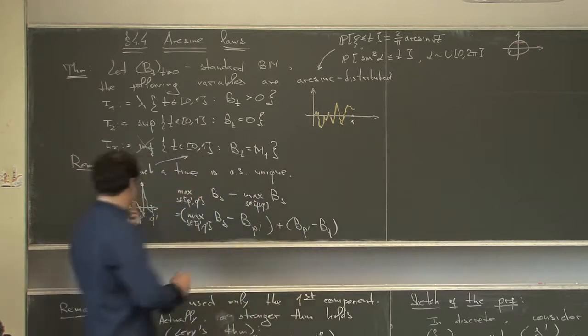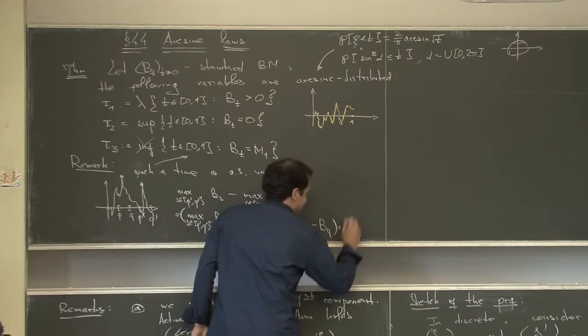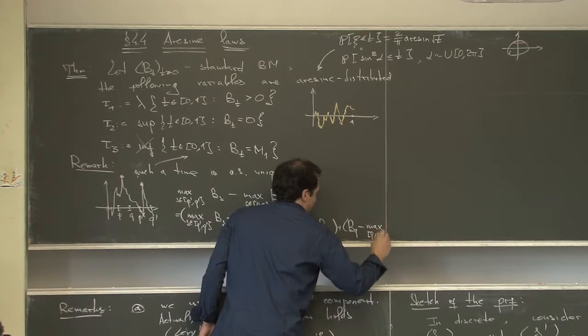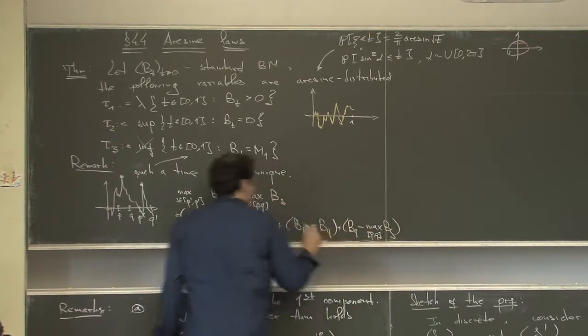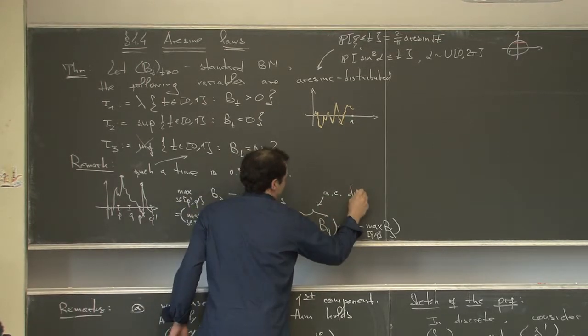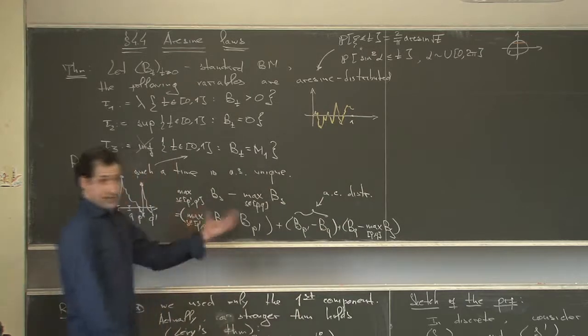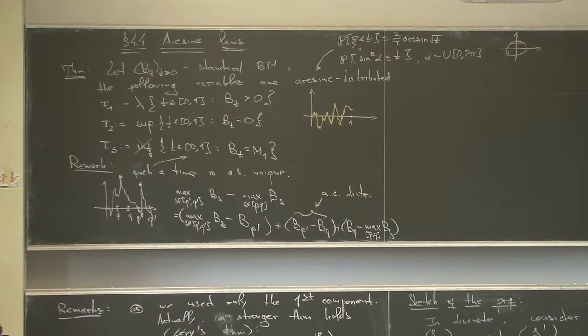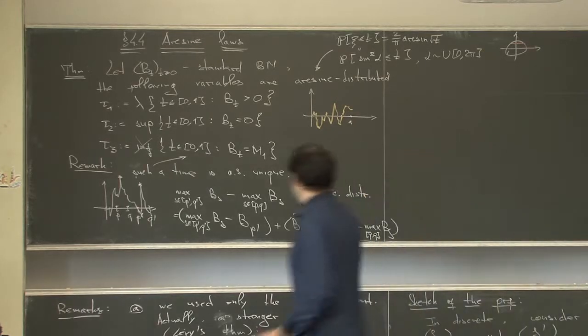And then something happens on this interval. So basically, since this is absolutely continuous distribution, the sum also has an absolutely continuous distribution, so the probability of 0 is 0. Okay? Is it clear?